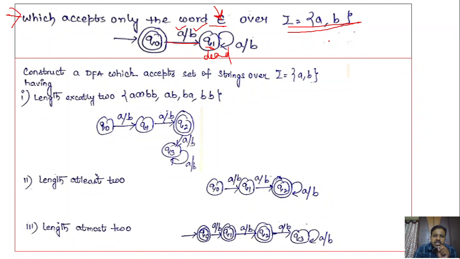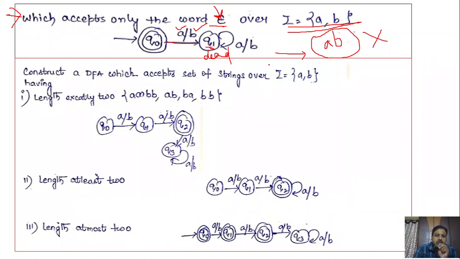So let me consider the string AB. Is it accepted? As per the problem, the DFA must accept only epsilon. But I am checking whether AB is accepted or not. It should not be accepted, right? So Q naught on A, where will we go? Q naught on A means we will go to Q1. Q1 on B, we will be in the same state. So after processing AB, we are in state Q1, which is a non-final state. So the string AB is rejected.